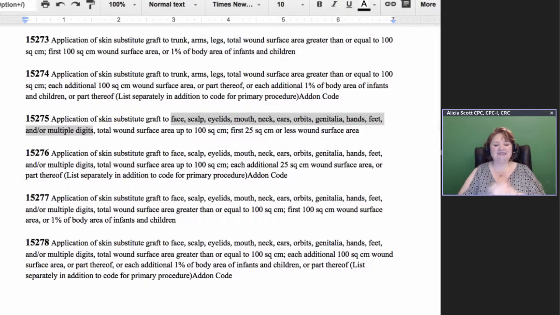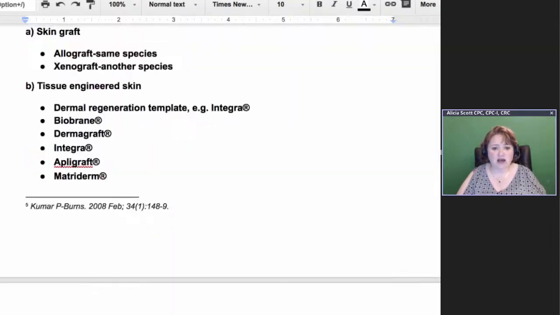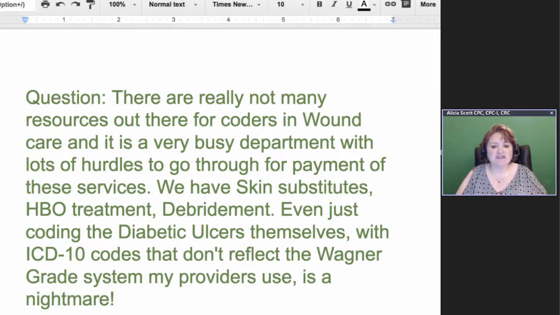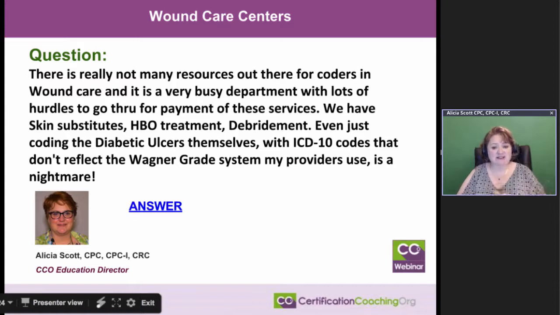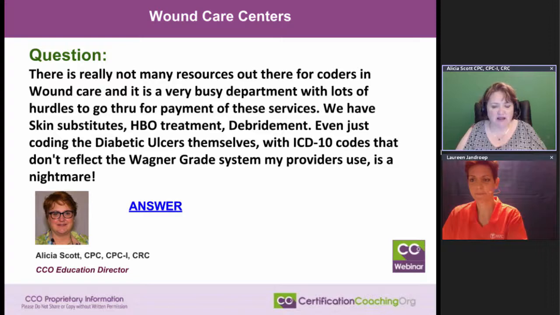And so that's kind of just a quick overview on the coding. There's so much information about skin substitutes that we'll do more content in the future and build on this, but know that this is a good start. So next, after skin substitutes, we'll be looking at one of the other parts: the HBO treatment, the debridement, diabetic ulcers themselves. Oh my word, we could talk forever on that. So again, in a future webinar, we'll take another part of the wound care and we'll build on that knowledge base for you. And if you're in the replay club, you'll have it all.